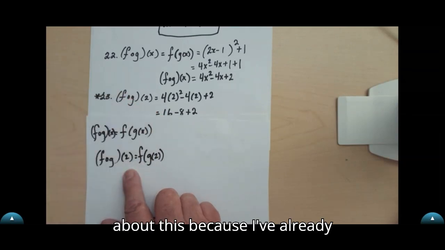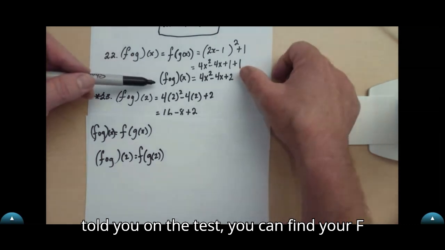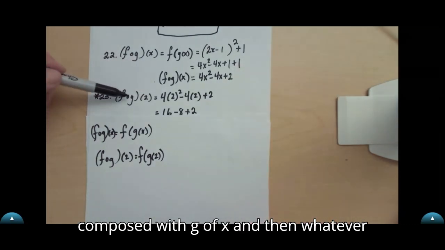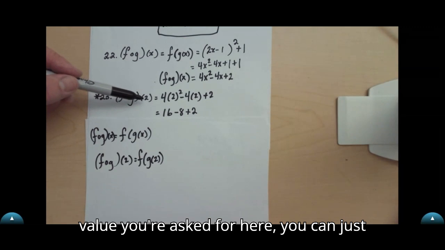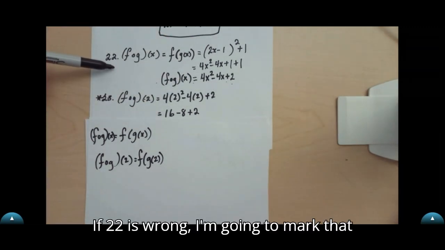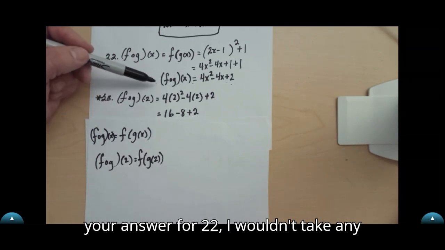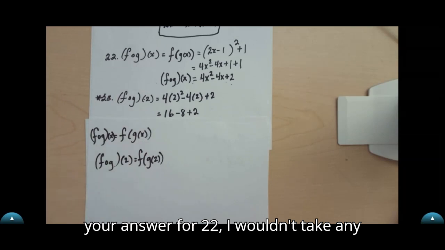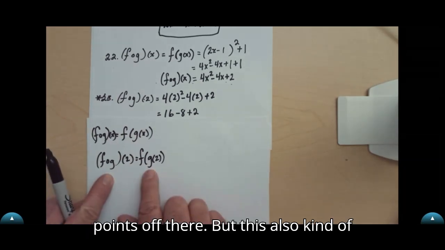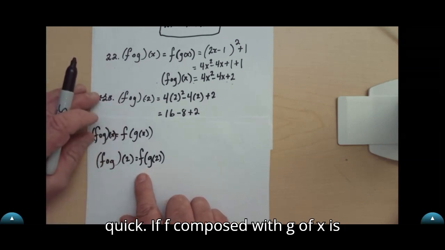Now y'all don't worry about this because I've already told you on the test, you can find your f composed with g of x, and then whatever value you're asked for here, you can just plug that into your answer from 22. If 22 is wrong, I'm going to mark that one wrong, but if 23 is correct based on your answer for 22, I wouldn't take any points off there. But this also kind of helps you find a way to check your work on 22.